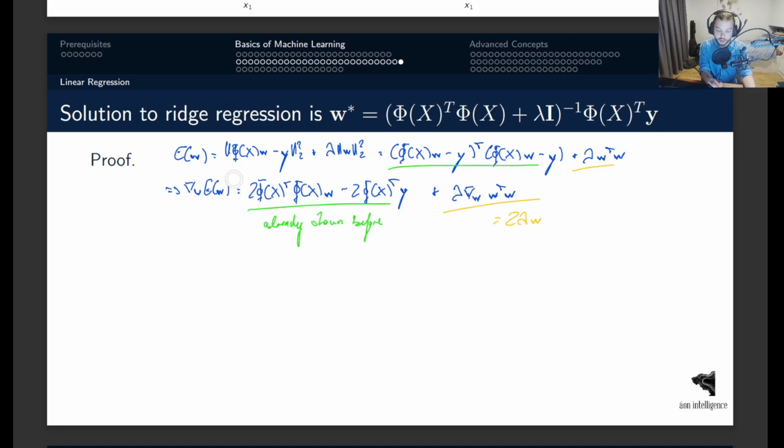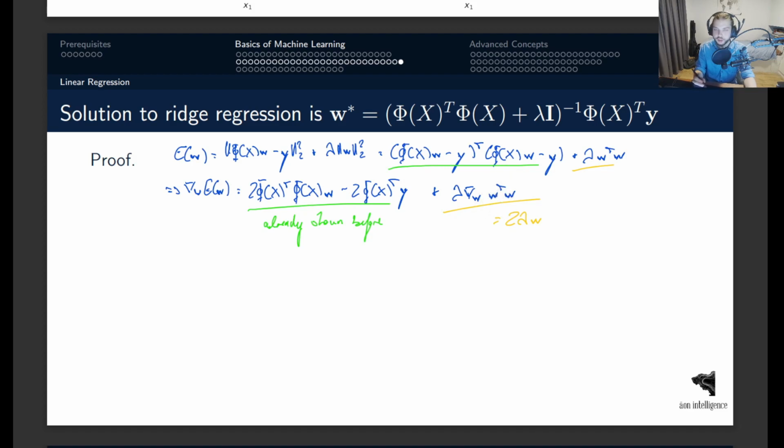And now we find the gradient of our loss function again. For this term, we have already found the gradient before, so I'll just copy it from what we had earlier. But this term is new, so let's find the gradient of it. So it's lambda times the gradient of W transpose W. And this is what I mentioned before.